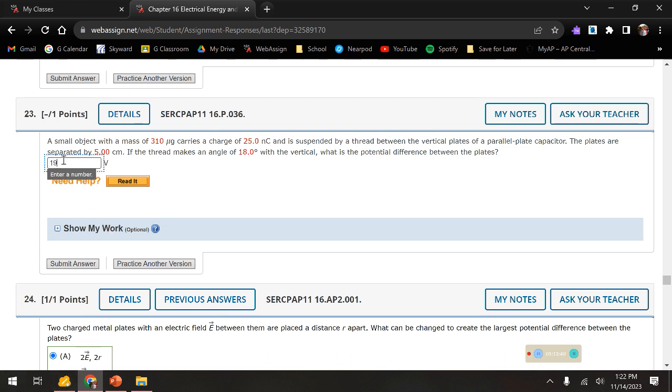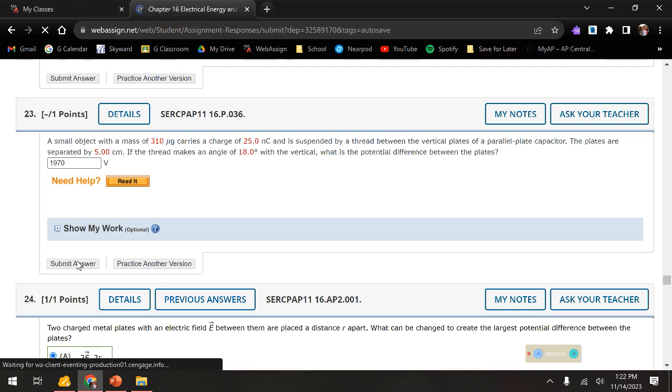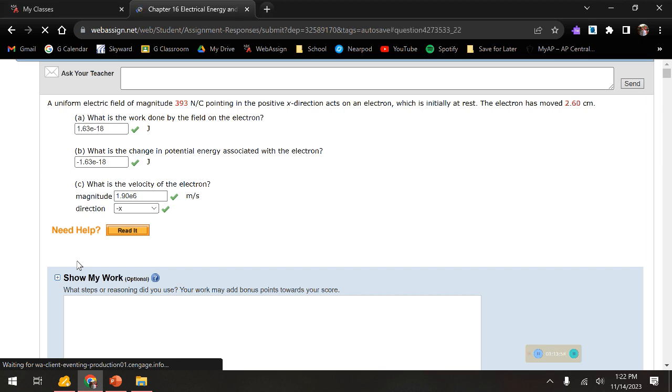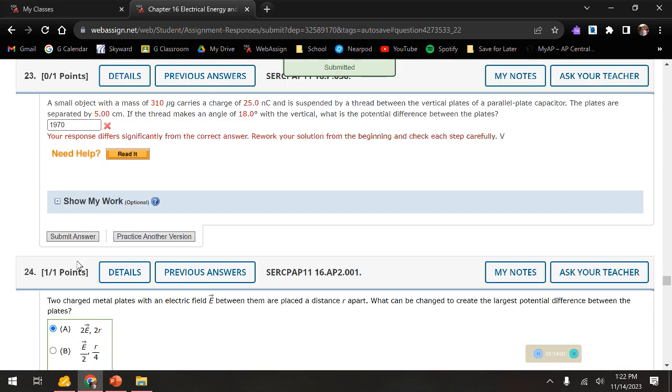I'm going to be so upset if this is correct, because there's no way I tried this many times and all I was forgetting was the final step. Let's see. I am incorrect. I am also incorrect. It says I differ significantly. It says 18 degrees of vertical. Ah! That's exactly what it is.